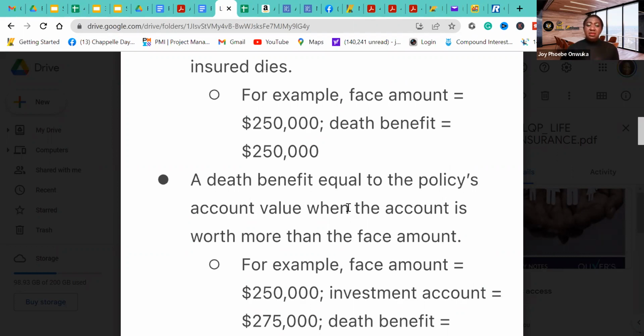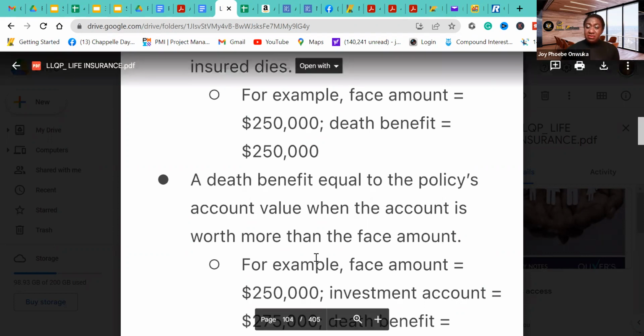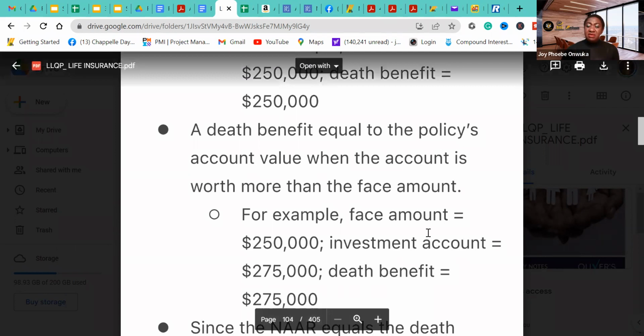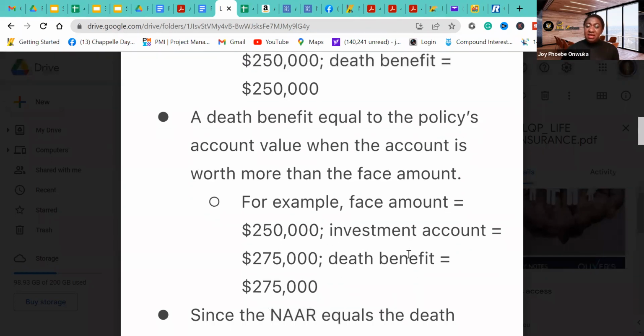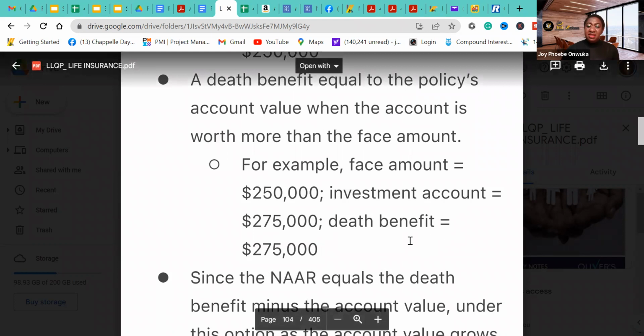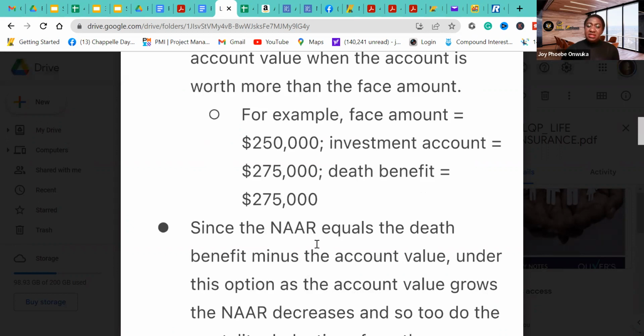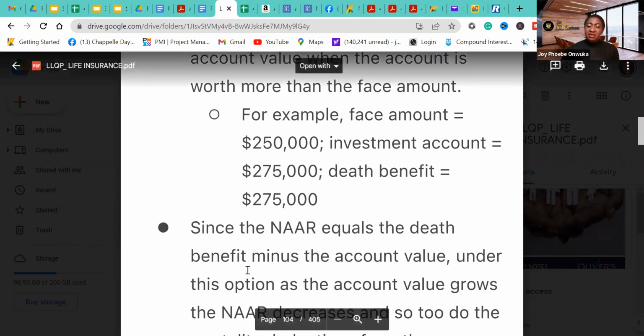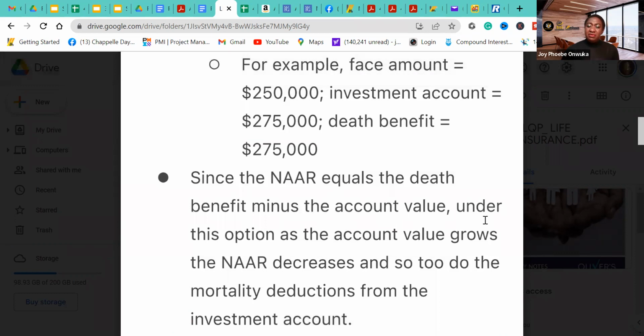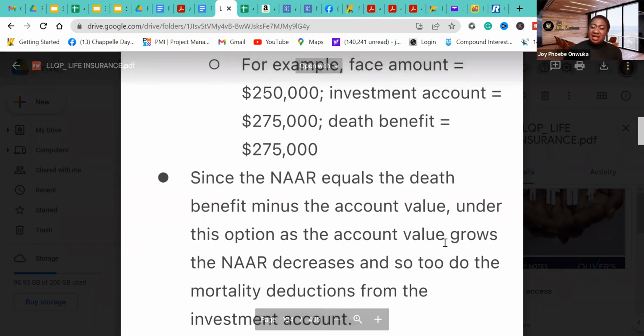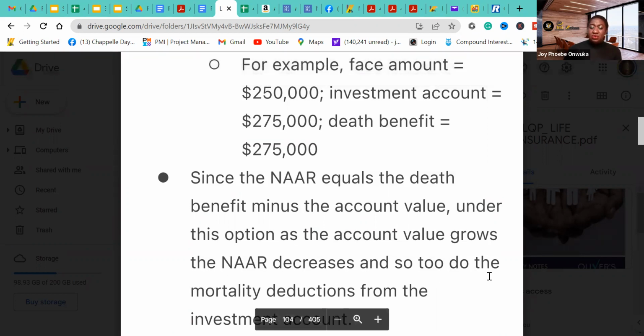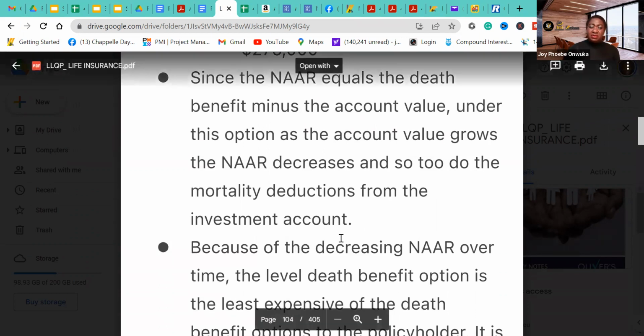All right. Death benefit equals the policy's account value when the account is worth more than the face amount. For example, face amount equal to 250, investment account is 275, death benefit is 275. Since the net amount at risk equals death benefit minus the account value under this option, as the account value grows, the net amount at risk decreases, and so do the mortality deductions from the investment account.